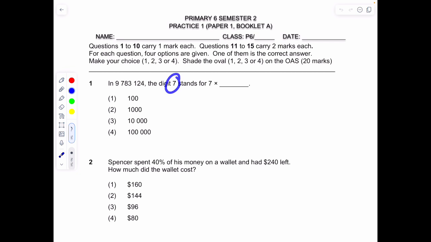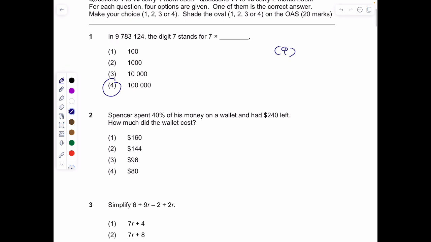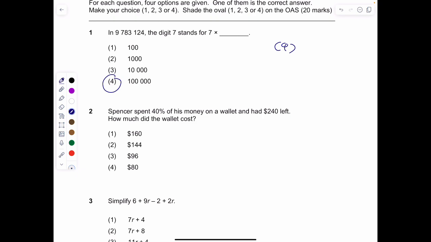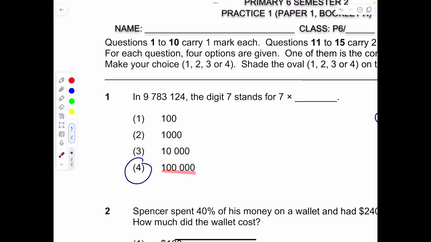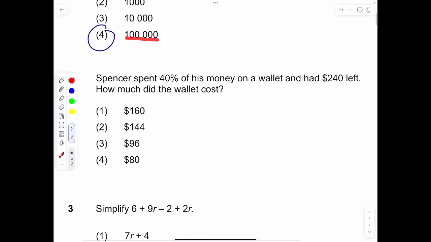In 9,700,833,124, the digits stand for, so over here, this is actually your 100,000s place. Therefore, your answer would be number 4. So just in case you didn't know, this is your ones, your tens, your hundreds, your thousands, 10,000s, 100,000s, and millions place. Okay, so 100,000.